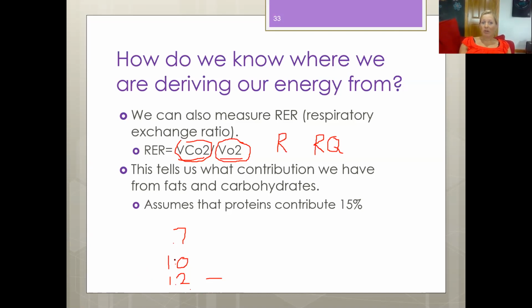Another thing that's important to note with RER is that we're assuming proteins are contributing 15% of our total energy expenditure. Okay, so proteins account for 15%. If I'm at 0.7, the rest of it pretty much is fats. If I'm at 1.0, again, I get 15% from proteins and the rest from carbs. Okay.